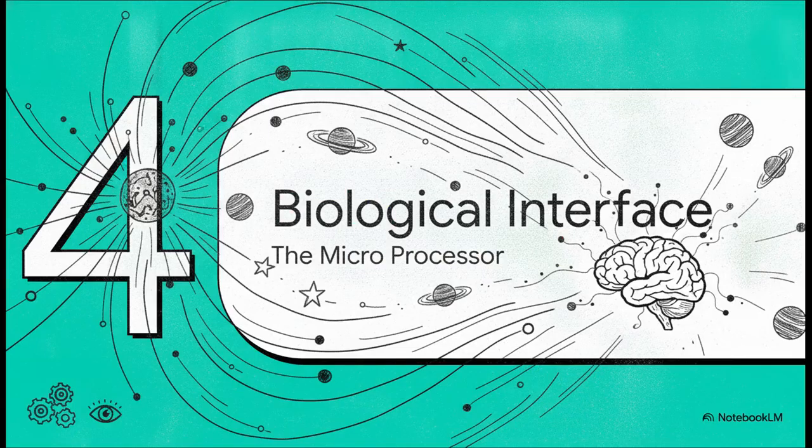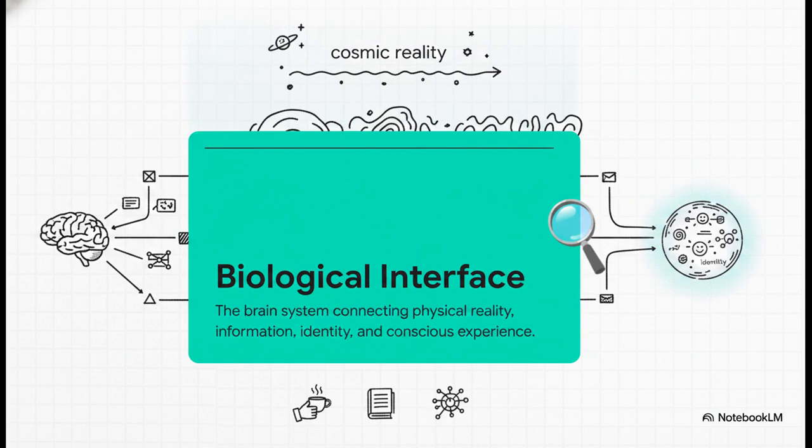Moving on to Section 4, the brain's biological interface, the microprocessor. This zooms us all the way into the absolute micro level, the human brain. This is the exact geographical point where that vast external universe finally meets your internal subjective human experience. By carefully separating established neuroscience from metaphysics, the framework defines the brain simply and elegantly as your biological interface.